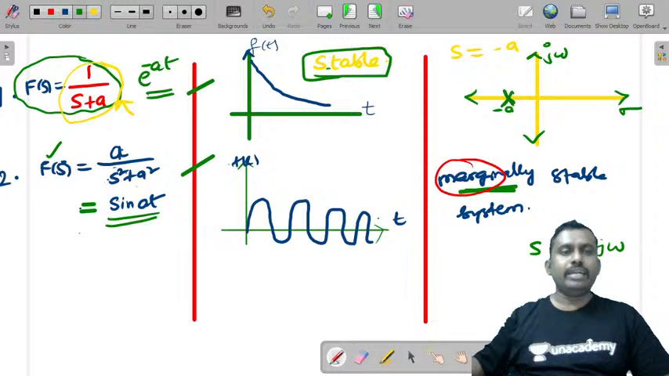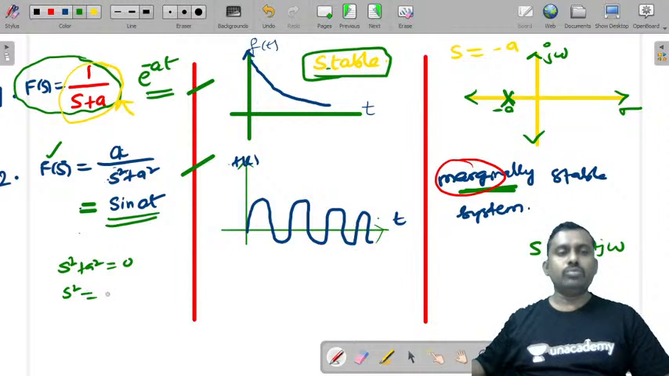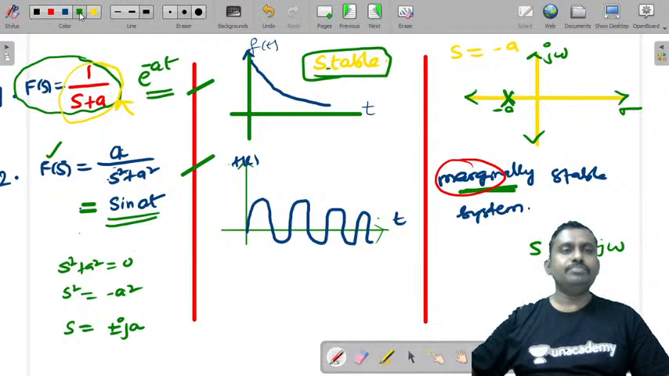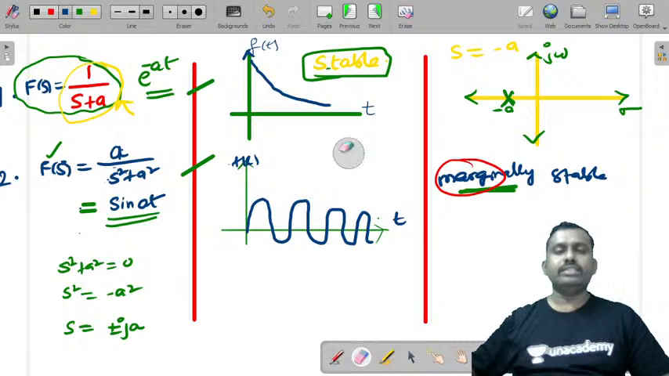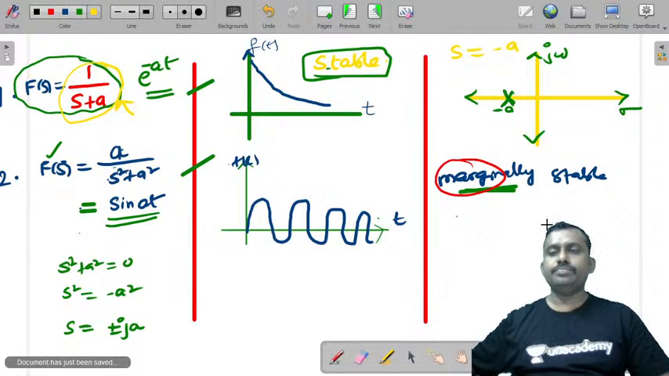Now if you take up the second one, denominator, if you take s square plus a square is equal to 0 as a characteristic equation, so s square is equal to minus a square, s is equal to plus or minus ja. That means if you plot the same marginally stable system, if we try to plot it on an s plane, let's consider this as an s plane.